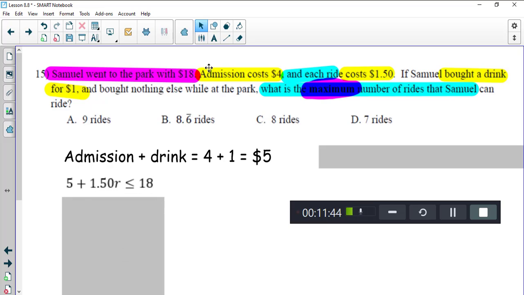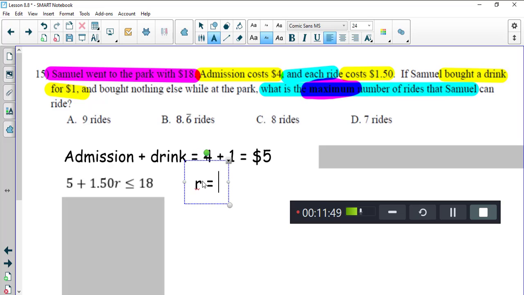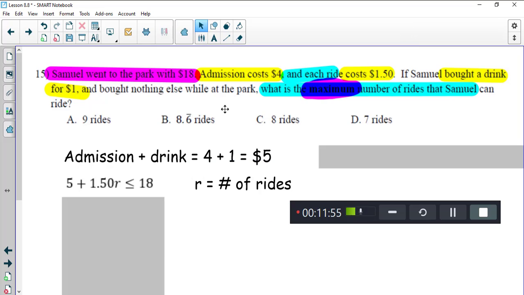The inequality that I wrote, and I didn't define the variable here, so let me go ahead and define R as the number of rides. So it's $5 between our drink and admission. We got that from up here in this portion. $5 plus $1.50 for each ride, so $1.50R. And again, because he has $18, 118 would be fantastic, right? Since he has $18, we want him to spend less than or equal to $18.